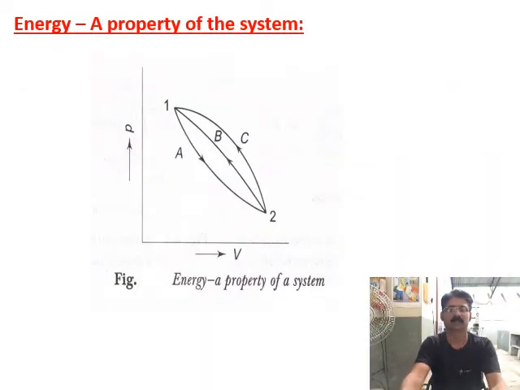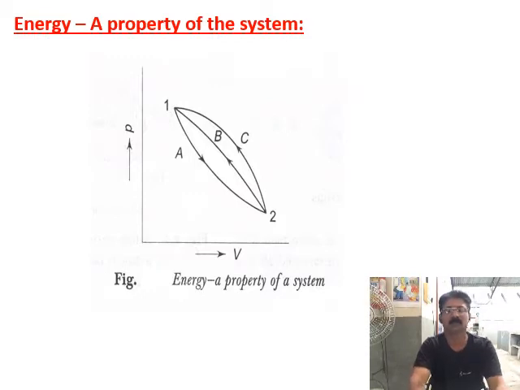Now let us study, or prove, energy as a property of the system. You can call it internal energy, or simply energy, and you have to prove that it is a property. Property means what? The change of this value during a change of state should be independent of the path. That means the change in value of that property for a change of state should be independent of path.